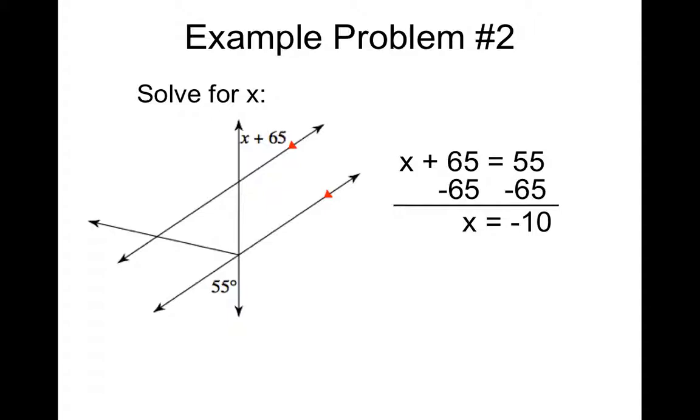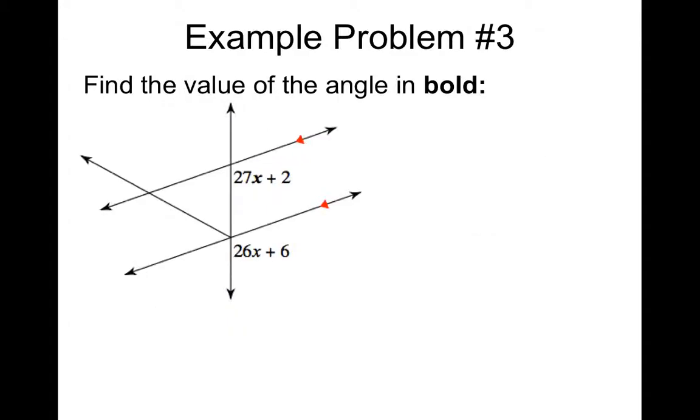The final problem is similar to the other two in that it's asking me for what the angle measure is, but it is doing it in an algebraic way, so I have to solve for x. And so it's asking me to find the value of the angle in bold. Not exactly easy to see there, but that angle in bold is the one that is 27x plus 2. When I look at these two angles, I can see that they're both obtuse angles. They're both greater than 90 degrees. And if that's the case, then they must be equal to each other.